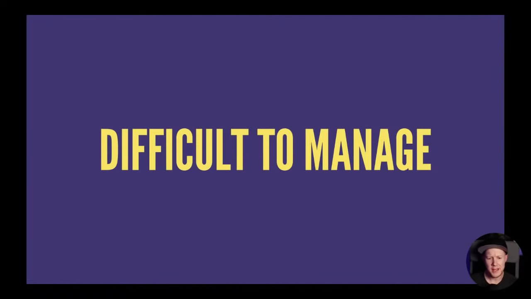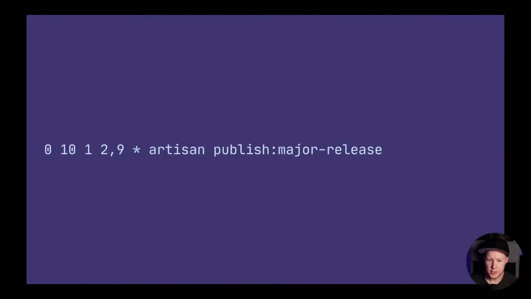It's difficult to manage all these individual entries. Let's say that we're Laravel, right? And we want to schedule a major release in February and September. So Laravel 7 came out in February. Laravel 8 is going to come out in September. At the time that I put this presentation together, we just assumed it was the 1st of September at 10 a.m. So on the 1st of February and September at 10 a.m., we publish a major release.